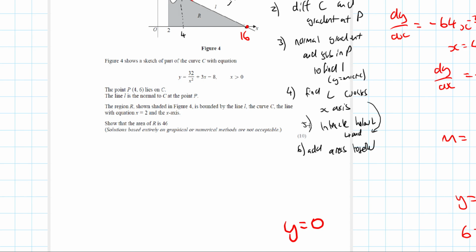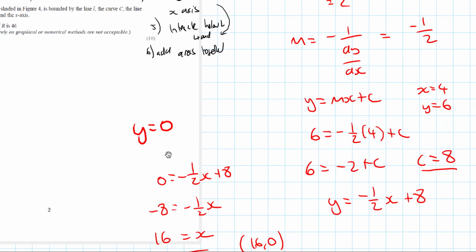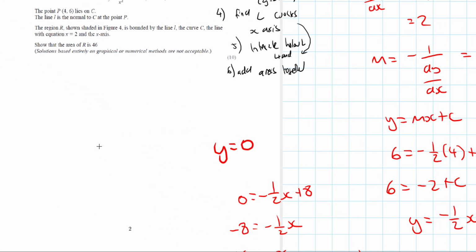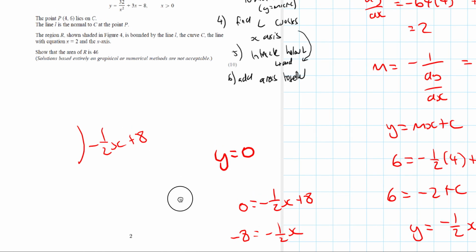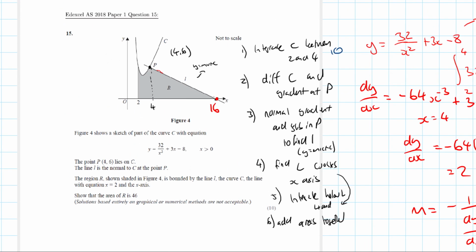Now question 5, you've got two choices here. You can integrate the line that we just found, so y equals minus half x plus 8, and the limits that we're going to integrate between are 4 and 16. However, there is a shorter method because this is the same as a right angle triangle.